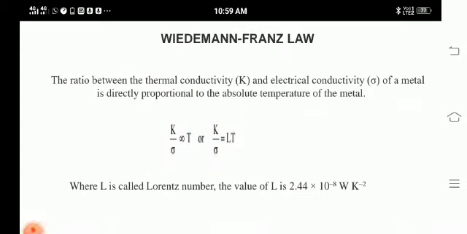What is Wiedemann-Franz law? It is the ratio between thermal conductivity kappa and electrical conductivity sigma, which is directly proportional to the absolute temperature of the metal. That is, K by sigma is equal to LT, where K is thermal conductivity, sigma is electrical conductivity, T is absolute temperature, and L is the Lorentz number. That value is 2.44 into 10 to the power minus 8 watt ohm per Kelvin squared.